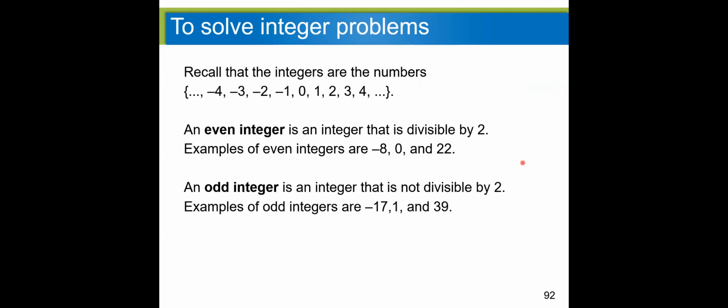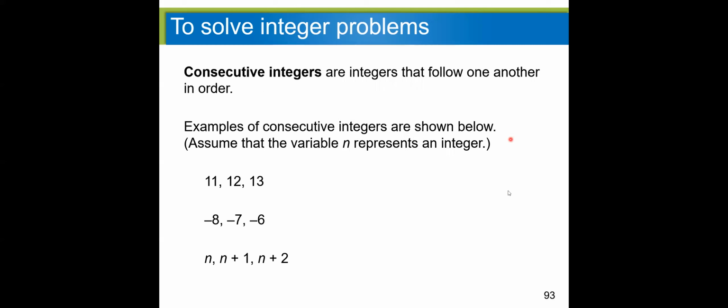Even odd integers, I'm sure you know what those are, right? Even integers are divisible by 2, odd integers are not divisible by 2. Is 0 an even integer? I don't know. That's debatable. Oh boy, an open subject in math.